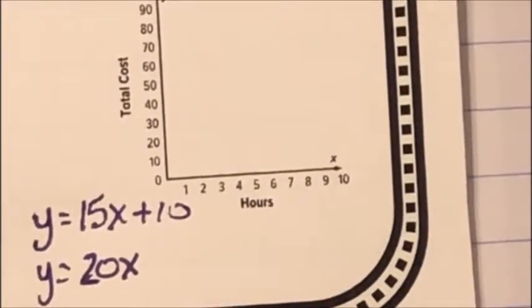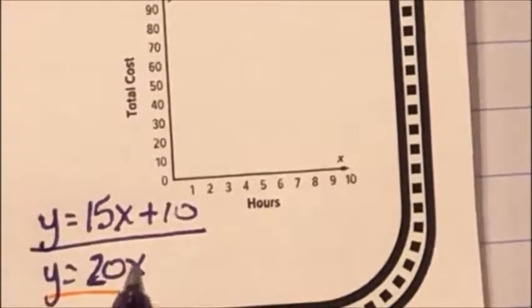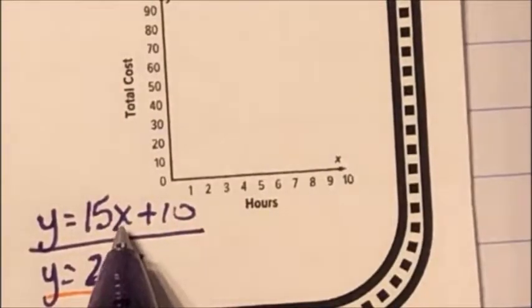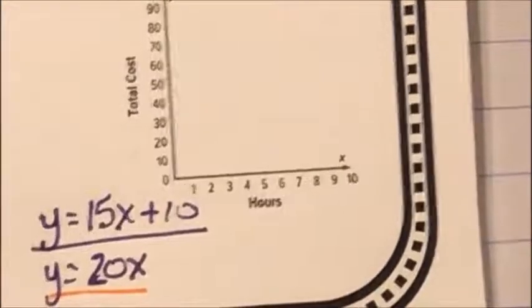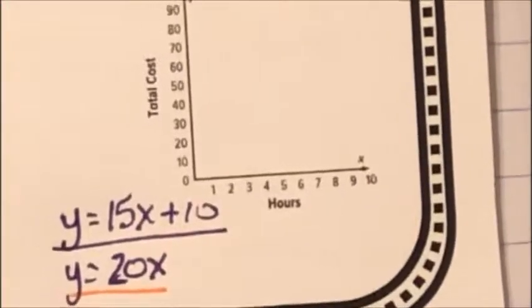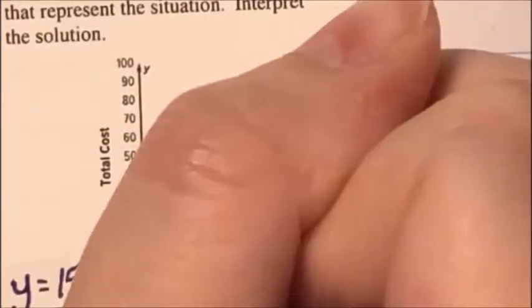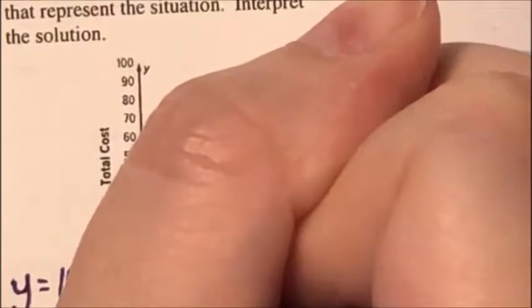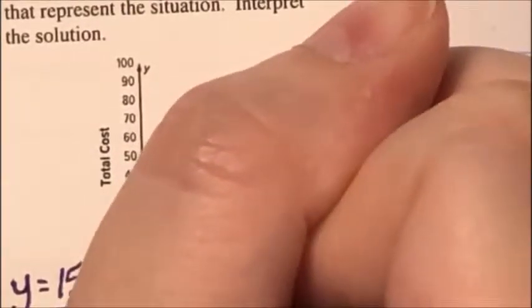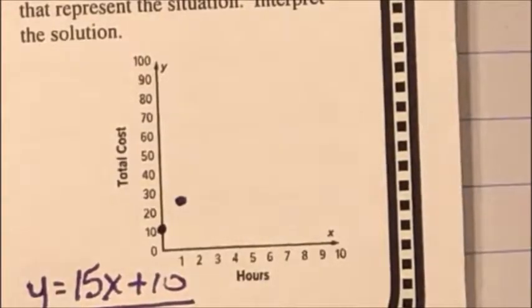Okay, so I'm going to go ahead and graph these 2 equations. So the first equation I got $15 per hour, so x is my hours, y is my total cost. That's where I got the 2 equations from. So the first one I have is I start at +10, I go up 15 and over 1. So that's where I can start.